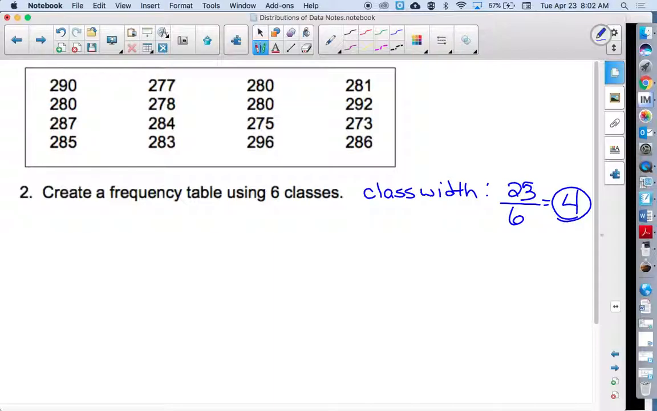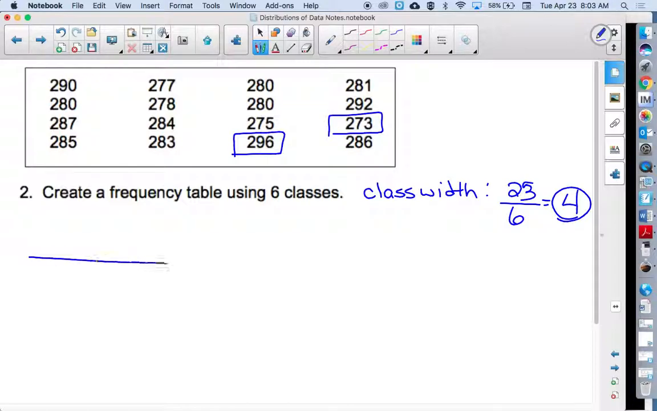Since you plug that all in your calculator, the calculator will show you the largest and smallest number, or you can just visually look. Which one is the highest number? Or look at your calculator. Julian, which one's the highest number? 296. So here's our upper limit. And Julian, what's the smallest number that's listed here? 273. So that's our lowest number.